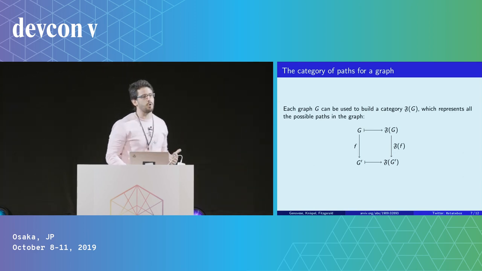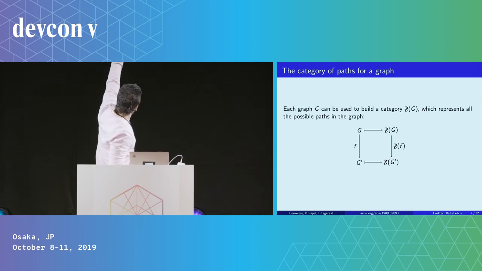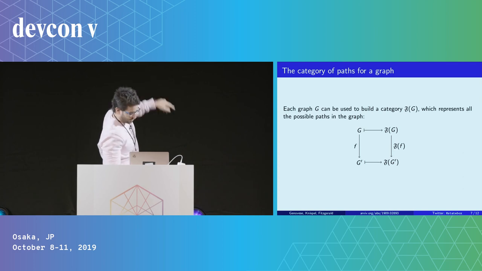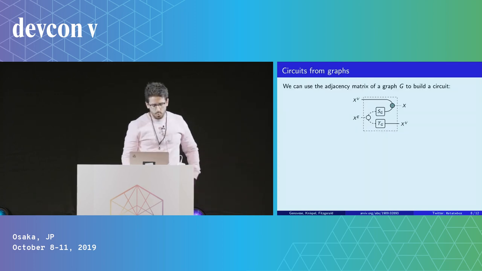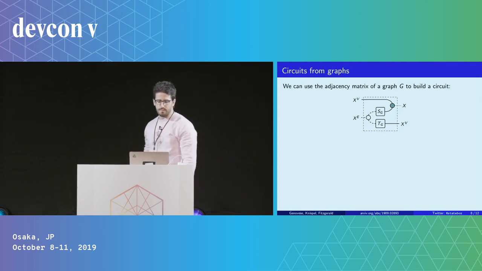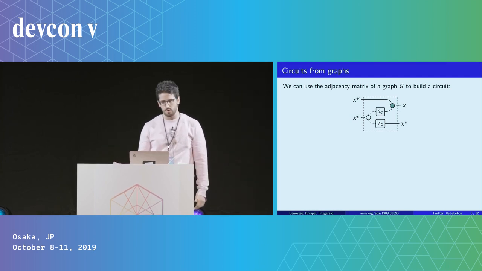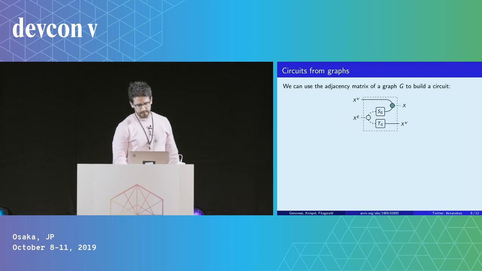So this square commutes. It doesn't matter which path you take. You can go from G to free of G prime using both paths. So what we do is this. We can basically use the adjacency matrix of the graph corresponding to the FSM to build a circuit.